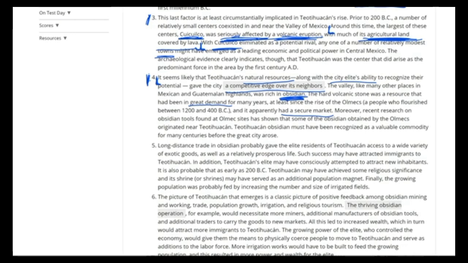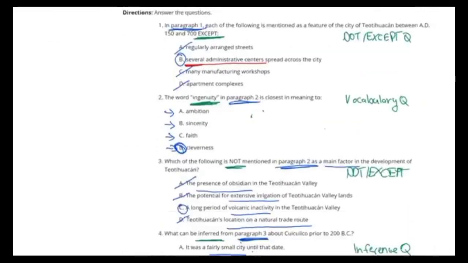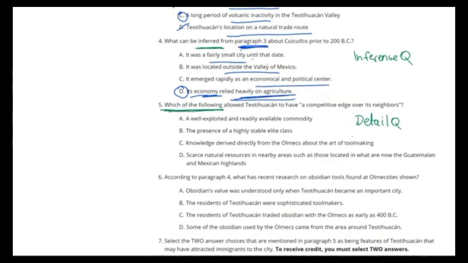This may have been a factor for Teotihuacan's economic success. We need to figure out a factor that gave Teotihuacan a competitive edge over its neighbors. We read this passage, we know it talks about natural resources. I think we don't need to know more, so let's go back to the question. Let's have a look at the answers. A, it talks about a well-exploited and readily available commodity. We just read about a natural resource called obsidian. A seems to be the correct answer.